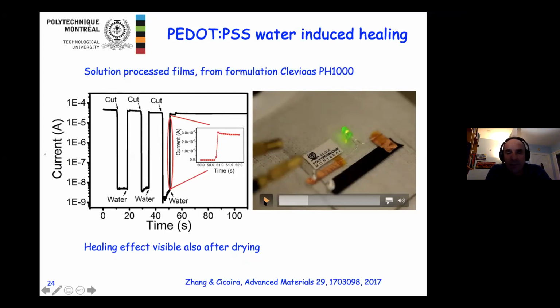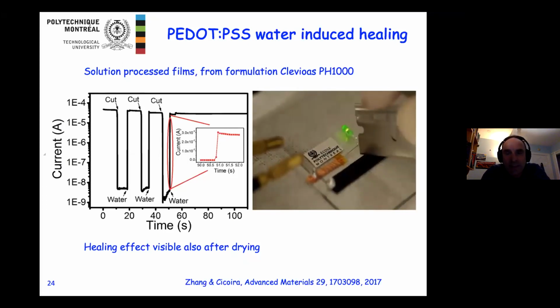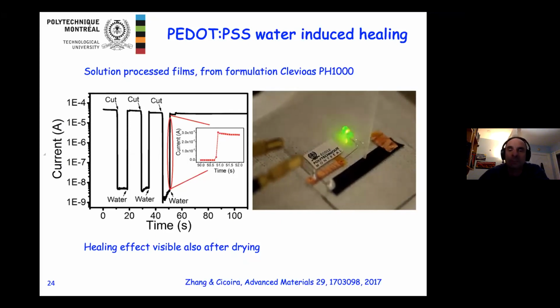And what is interesting here is that the process is repeatable. You can cut as many times as you want, and you will always see this healing effect. In the curve here, you can see this for 3 times. You can also see that the process is pretty fast. It happens in a few milliseconds, a few tens of milliseconds, which is very important because there are cases where healing in these electronic materials needs days or hours to take place.